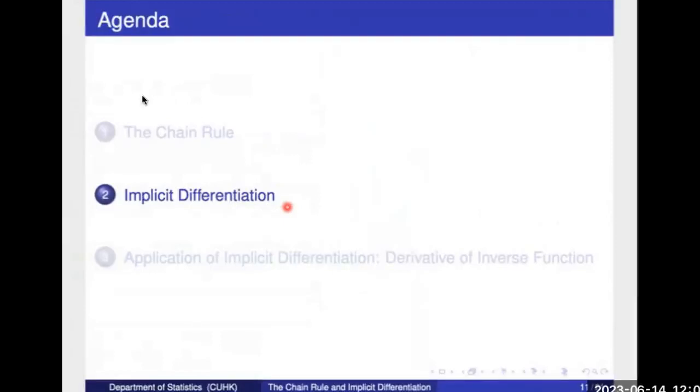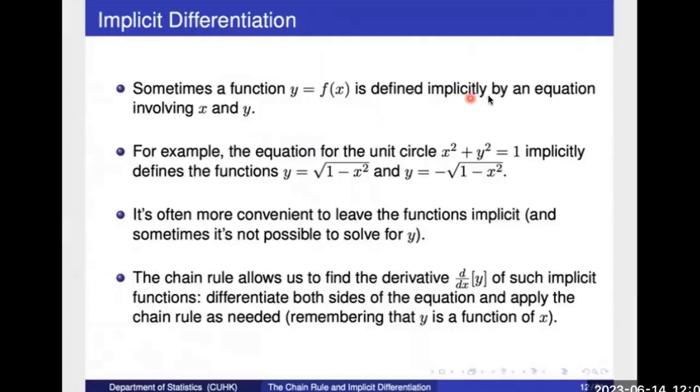Well, to put it simply, sometimes a function y equals f of x is defined implicitly by an equation involving x and y. Let's take the example of the unit circle x squared plus y squared equals 1, which implicitly defines the functions y equals the square root of 1 minus x squared and y equals negative square root of 1 minus x squared. However, it's often more convenient to leave the functions implicit, and sometimes it's not possible to solve for y. So, how can we find the derivative dy/dx of such implicit functions?